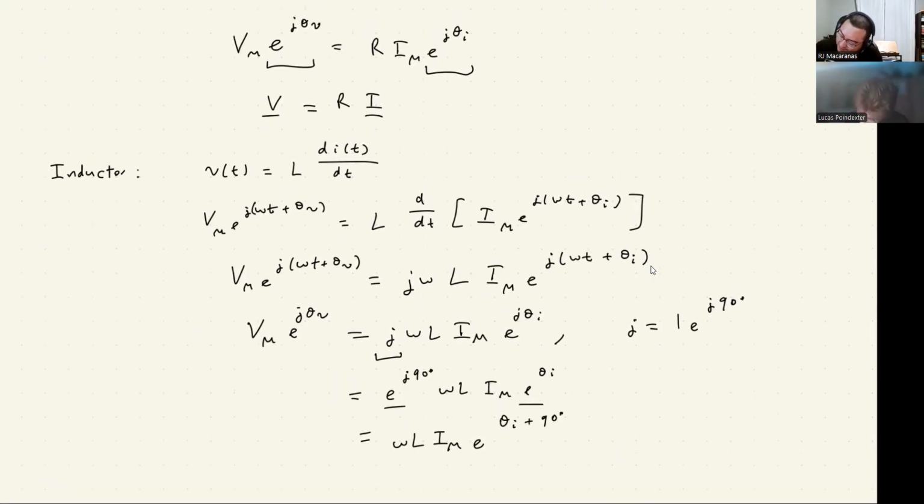So this is going to be J times theta I plus 90 degrees.